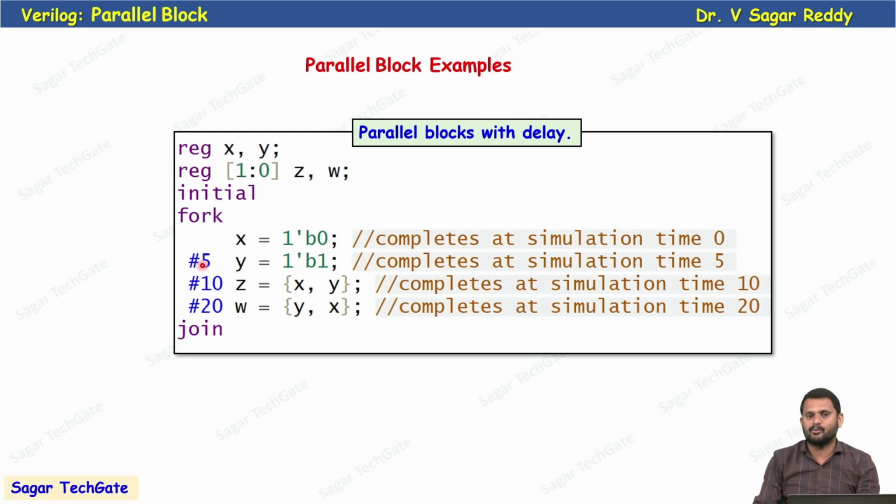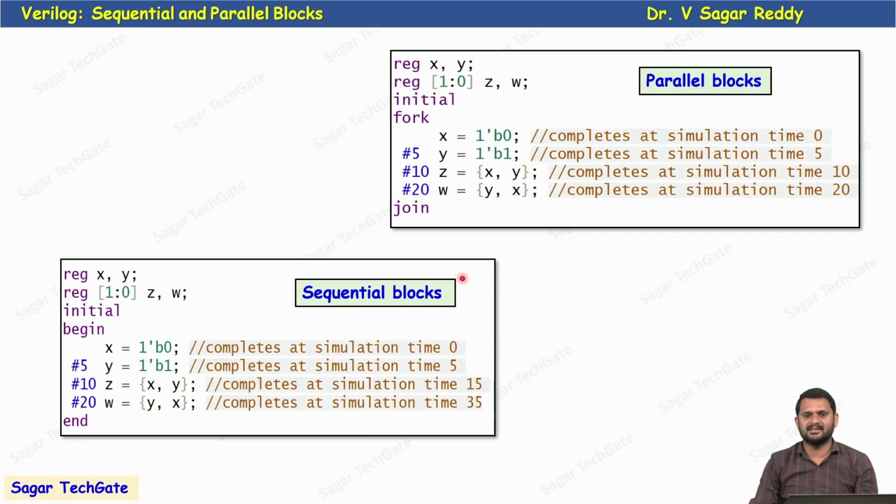But individually we are providing some delays, so it takes 5 time units of delay, it completes at 10, and with 20 delay it executes at simulation time 20. Whereas in the previous case, to execute this we required 5 plus 10 plus 20, 35 simulation time. It will complete at simulation time 35, but here it completes at simulation time 20. I hope you understand. Now see these two examples, right?